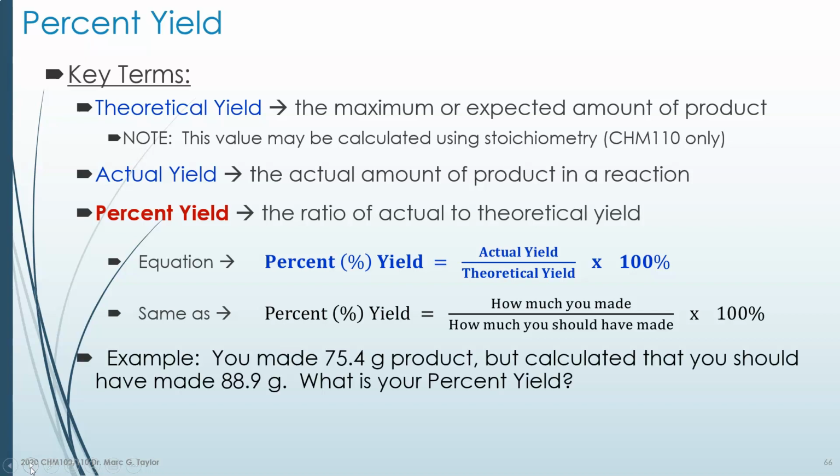So, for example, you made 75 grams of a product, but you calculated that you should have made 88.9 grams. What is your percent yield? Well, you take what you did make divided by what you should have made, and you multiply it by 100%. And that gives us a yield of 84.8%, about 85%. And this is not bad for a lot of chemical reactions. Some chemical reactions go to close to 100% yield, but those are rare. We get some reactions that only make less than 1% sometimes. So it's possible to get all kinds of different values.